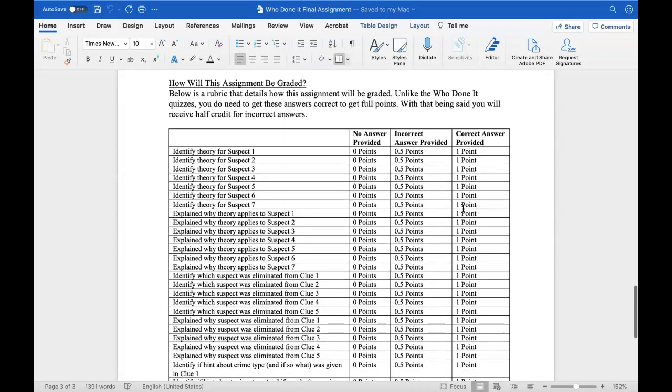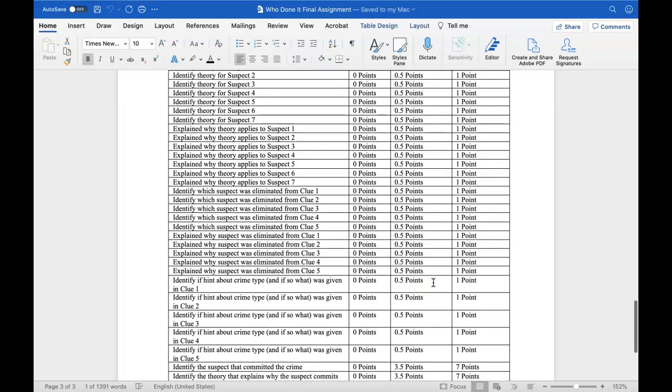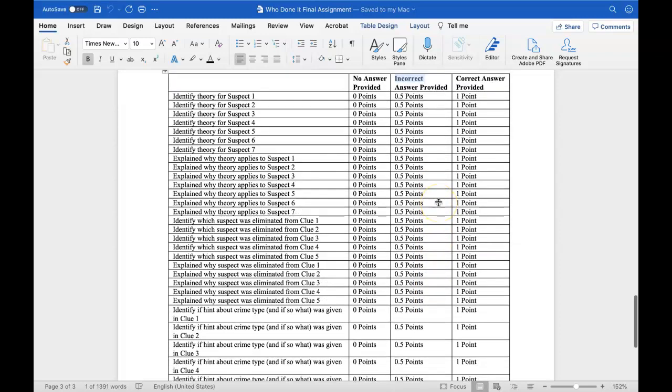So how is this assignment to be graded? Here's the grading rubric for it. And I want to point out to you guys that even if you get the answer wrong, you are going to get at least half a point. So you're going to get half a point for just filling it out. If you get it right, obviously that's better, but the only way to completely fail on this is to not fill it out at all. So as long as you fill things out, you're going to get at least half a point.